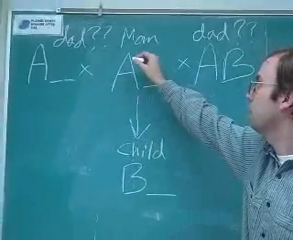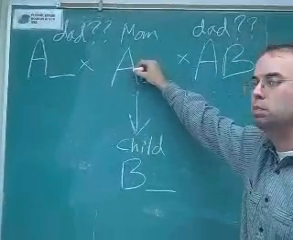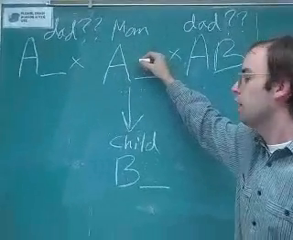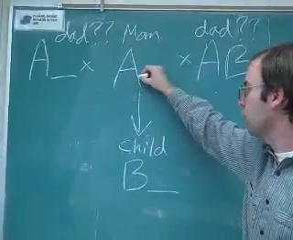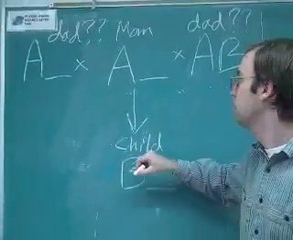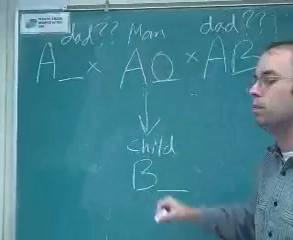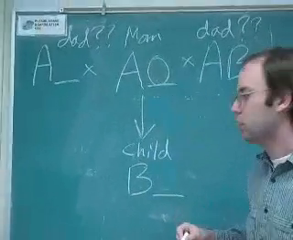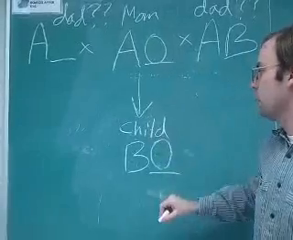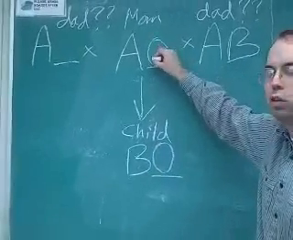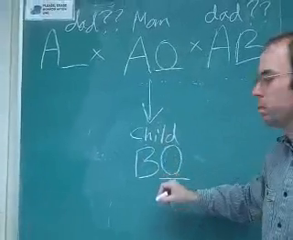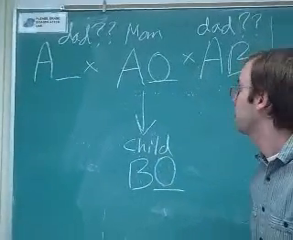The child's mother is type A, so she must be AA or AO, but we can look at it. She did not give an A allele to the child, right? Or the child would be AB. That means the mother's genotype must be AO. The child's genotype must be BO, right? Because the child must have gotten the O from the mom, and where'd that B come from? The dad. So we're looking for the source of the B.